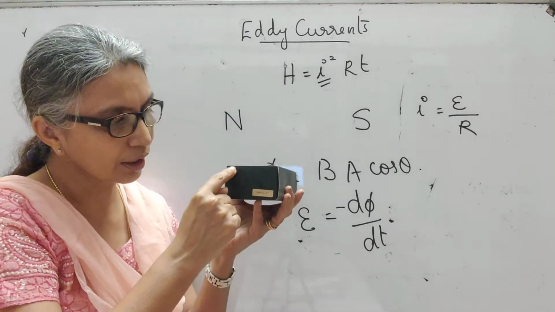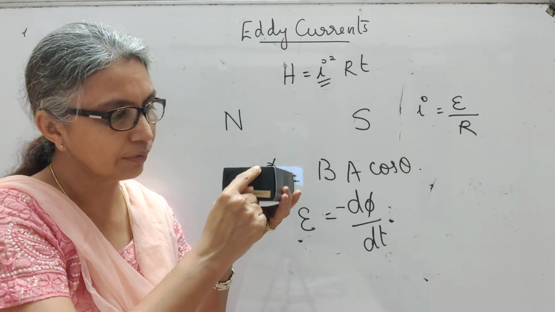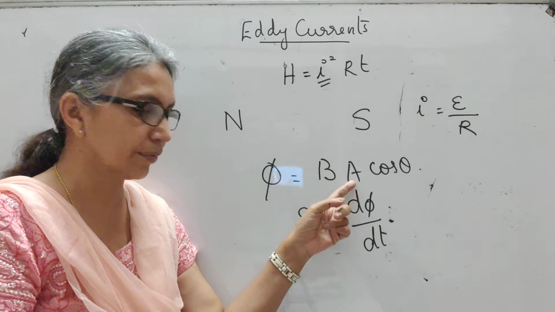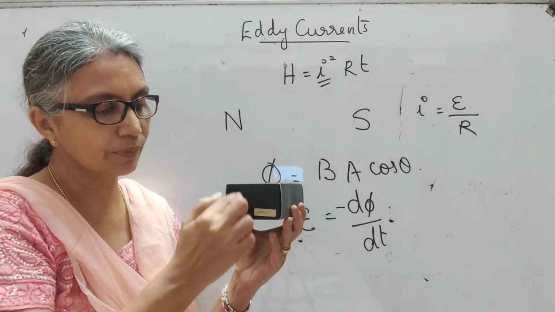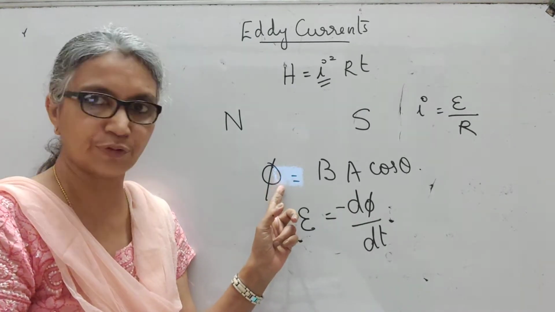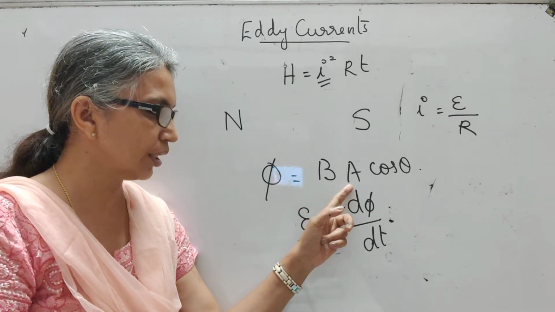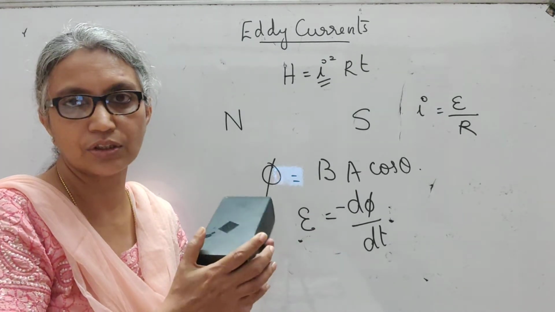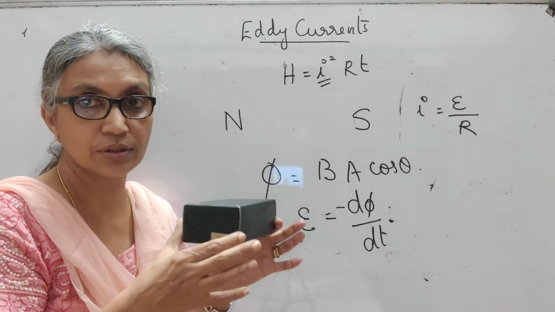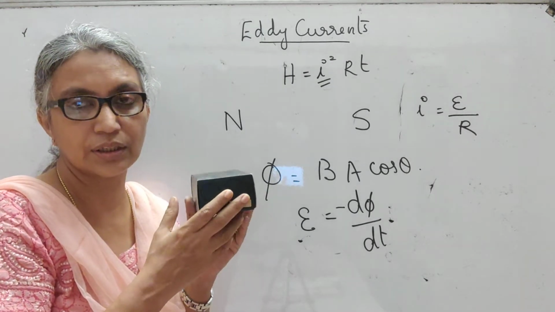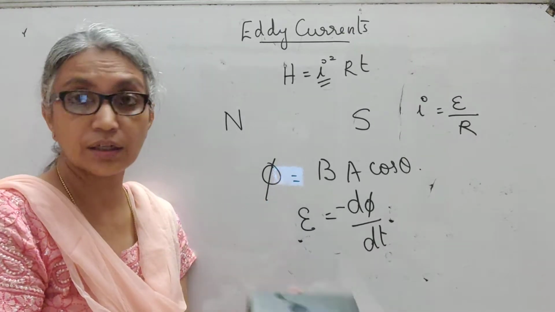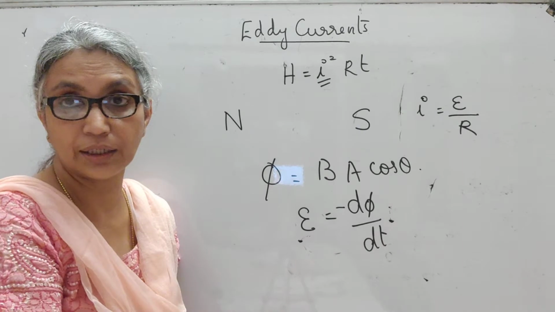Another method is you can cut away rectangular blocks from this core so that you reduce the area. When you cut away rectangular blocks like this, you are reducing the area in which there is a change in flux, and because of reduction in area, there will be a reduction in the induced current set up in this bulk piece of metal. So that's another way you can reduce the wastage of heat energy in the core of transformers and AC generators. So there are advantages too for eddy currents.